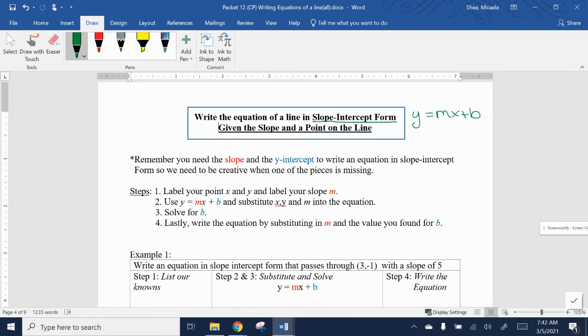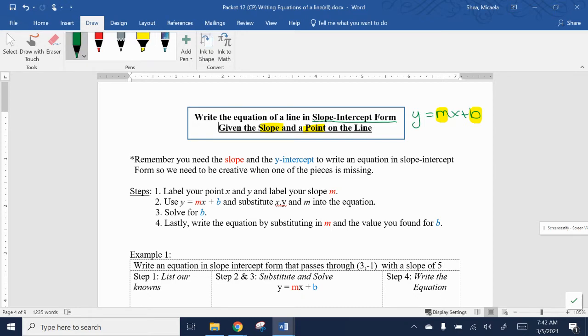And this time, what they're going to be giving us is the slope and a point on the line. So anytime we want to write our equation, remember we need to know what our m and our b is. So in this case, they're going to be giving us our slope, but we don't know our y-intercept.